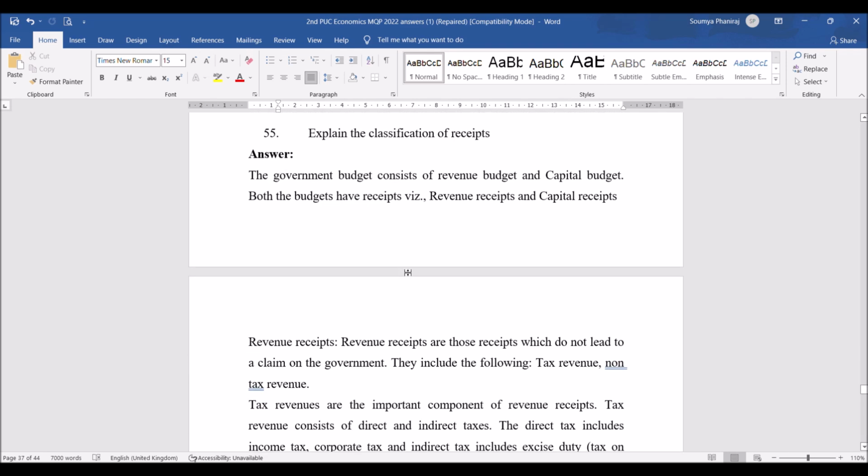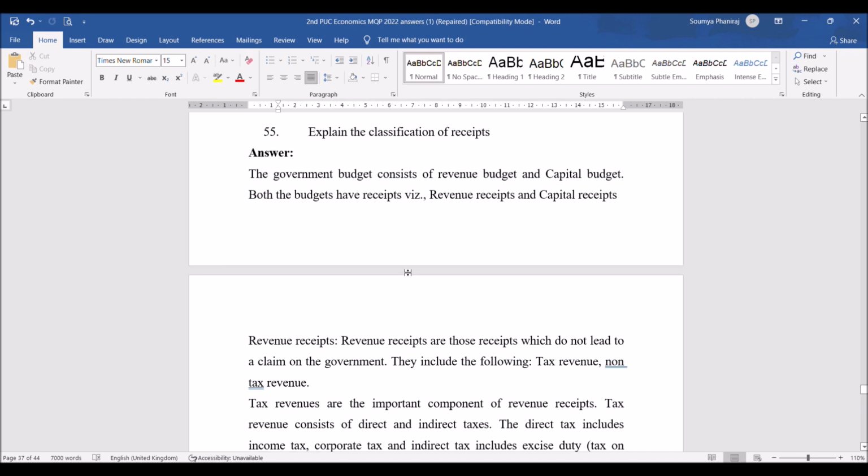55th question, explain the classification of receipts. So the government budget consists of revenue budget and capital budget. Both the budgets have receipts, that is revenue receipts and capital receipts.